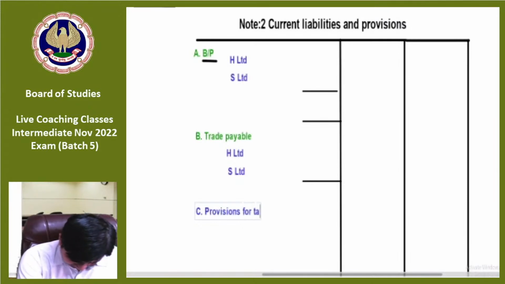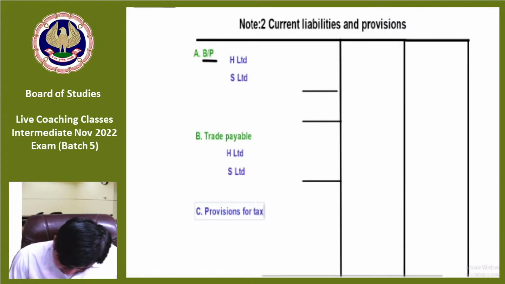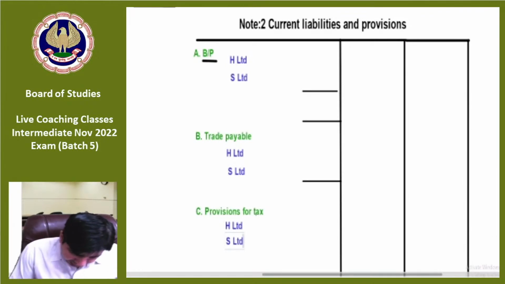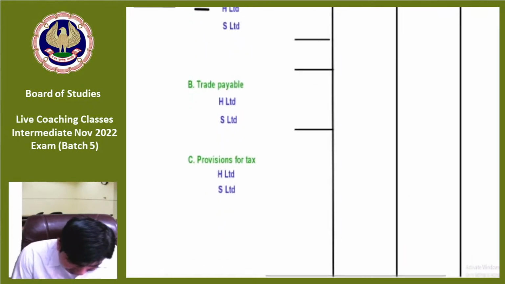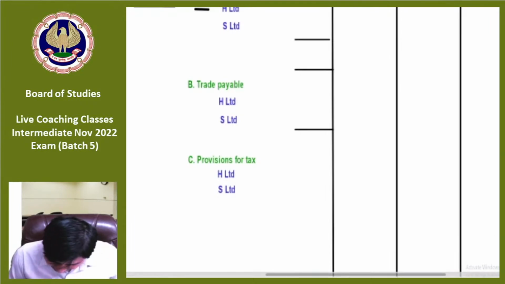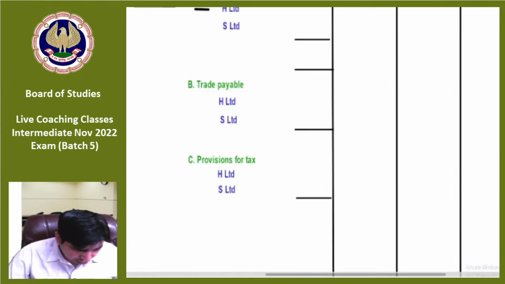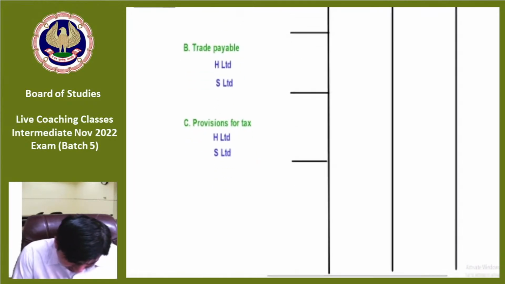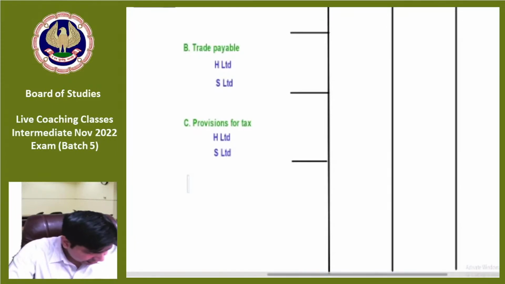Provisions for tax. Of course, H Limited. And of course, S Limited. There cannot be any contra in this regard. So don't take tension. Directly the figure will be in the outer column. So I am mentioning here contra. Okay, leave it. We shall write further after reading the question.